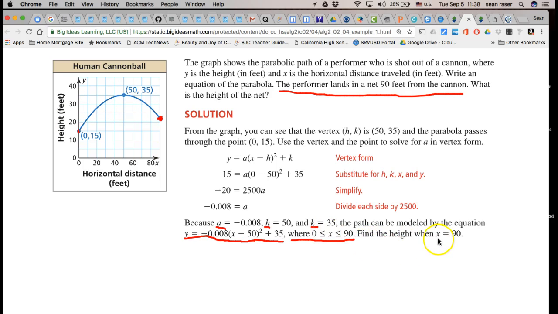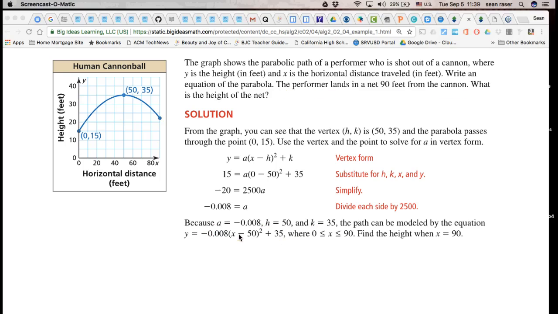To find the height when x equals 90, all we need to do is plug 90 into this equation for x, and we're going to get our solution. Now, this would work with any value. If we wanted to find the performer's height when the distance is 60, we would just plug 60 in for x. But in this case, we want to know specifically when x is 90, how high is the performer. So let's go ahead and plug that in.